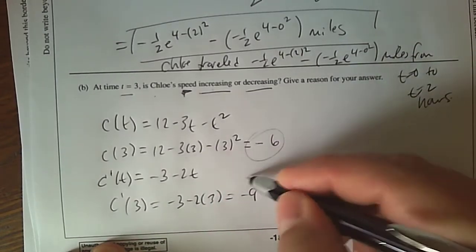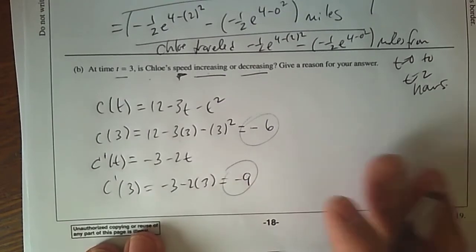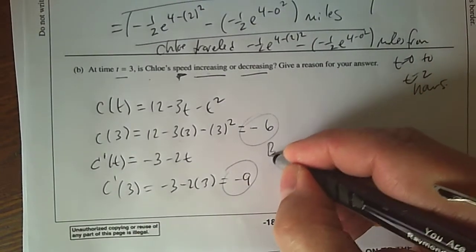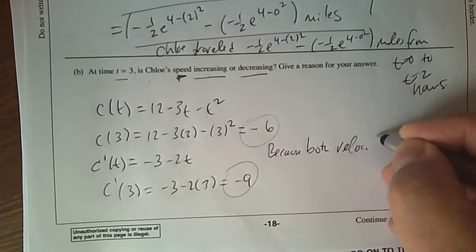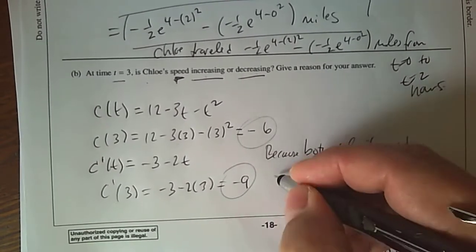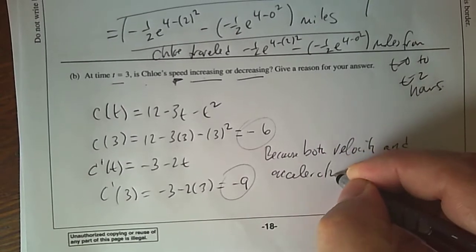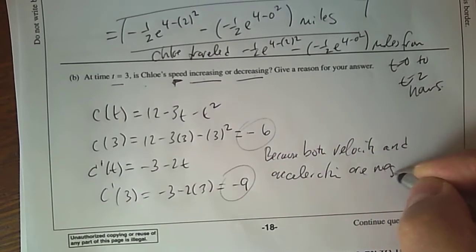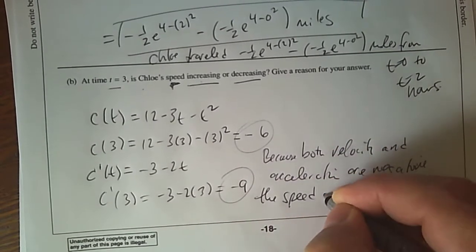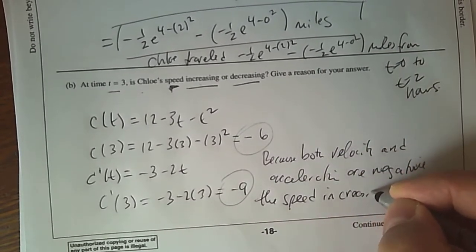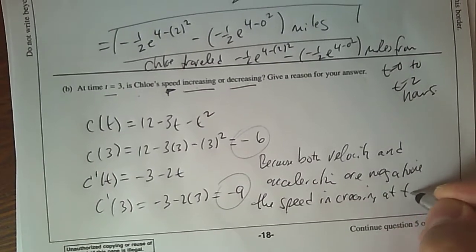So is it increasing or decreasing? Because the signs match, because both velocity and acceleration are negative, the speed is increasing. So it's increasing at t equals 3 hours.